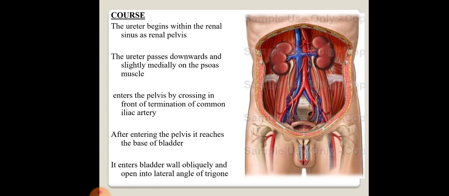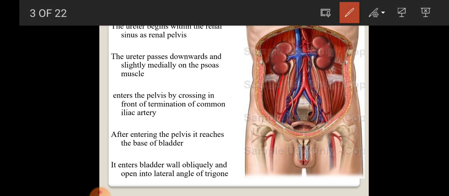Now the course of the ureter. The ureter begins within the renal sinus as the renal pelvis. The ureter passes downwards and slightly medially on the psoas muscle. Here we can see the psoas muscle, and the ureter is passing medially on the psoas muscle. It enters the pelvis by crossing in front of the termination of the common iliac artery.